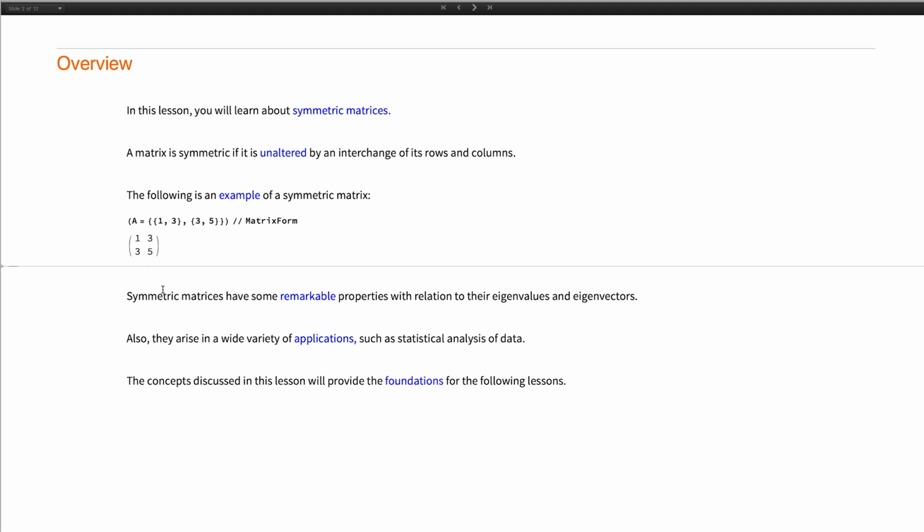Now, these matrices are important because they have some remarkable properties with respect to their eigenvalues and eigenvectors. And even more, they arise quite often in applications such as statistics and data analysis. The main point is, of course, that the concepts in this lesson will provide the foundations for the following lessons. For this reason, we want to learn about symmetric matrices in quite good detail.